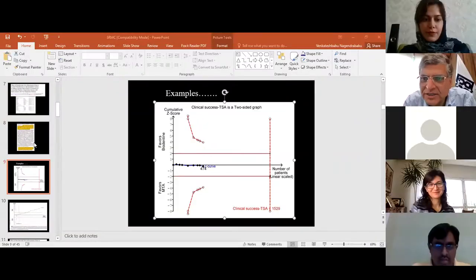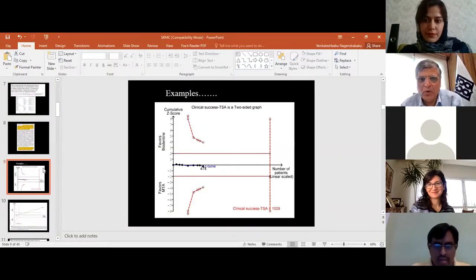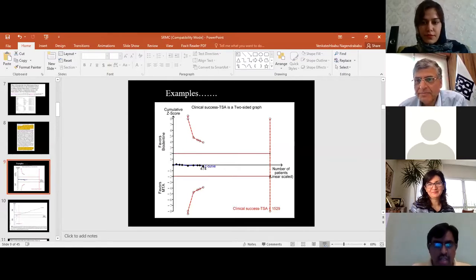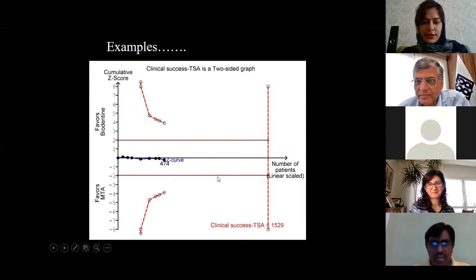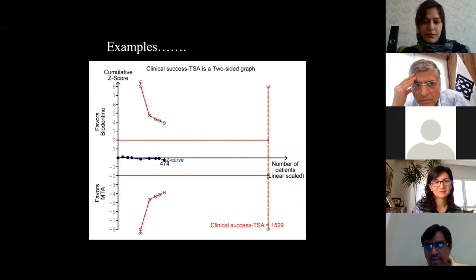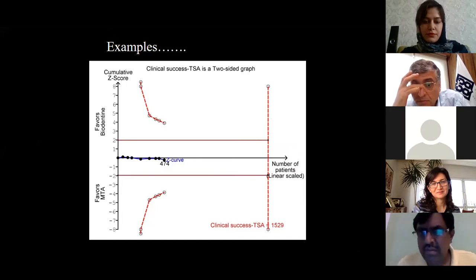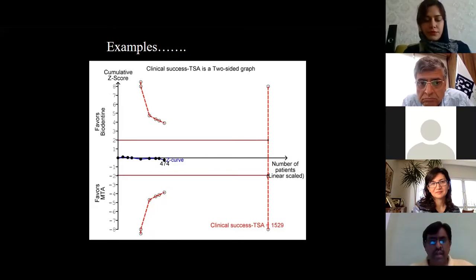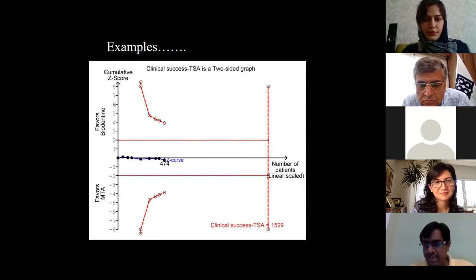Okay, Venki has started, so we are all quiet for you. Can you see my slide now? Yes. Okay, so this is one of the trial sequential analysis images. Here I have two groups, biodentin and MTA, for pulpotomy purposes. This paper was published in the Journal of Evidence-Based Dentistry. Prof. Gutman and I were the authors. In this paper, we are comparing MTA and biodentin.